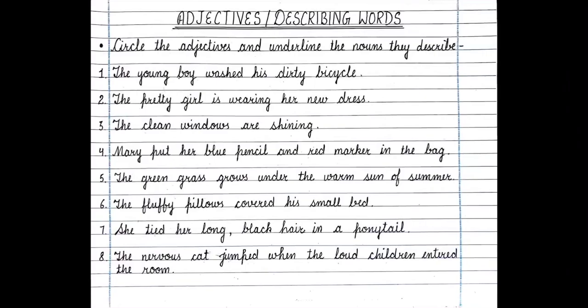Alright. Similarly, in the next sentence, the pretty girl is wearing her new dress. Here, girl and dress are nouns. The word pretty is describing the word girl and new is describing the noun dress. So pretty and new are adjectives. Girl and dress are nouns. Alright? Similarly, do remaining sentences also.